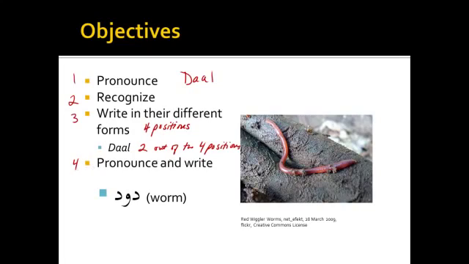Now the 4th objective in this lesson is to pronounce and write the daal in an Arabic word. And the word that we have for today is dood. And it looks like this, which is the Arabic word for worm. Let's get started.